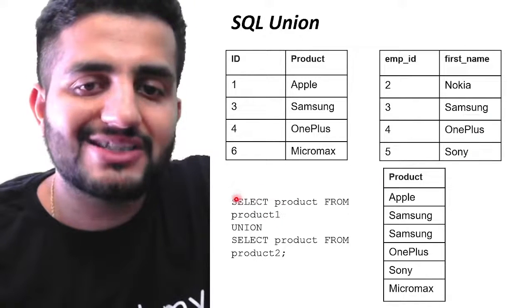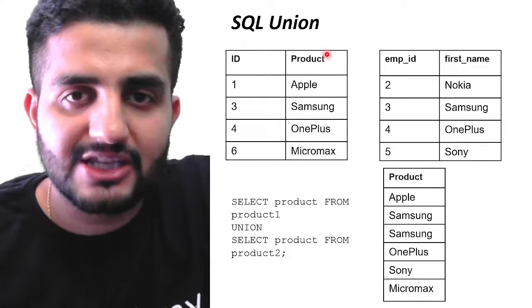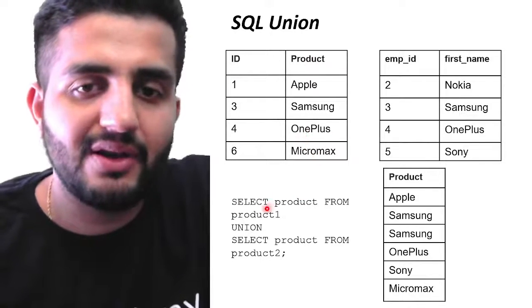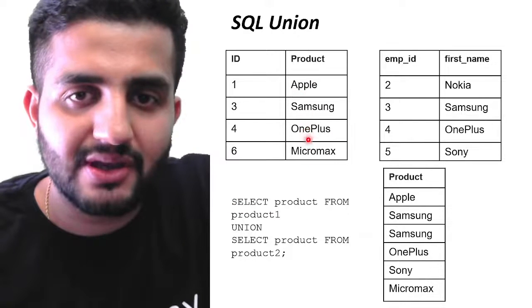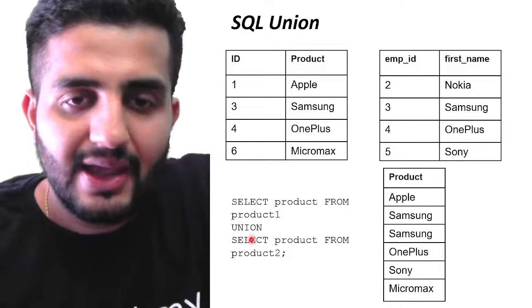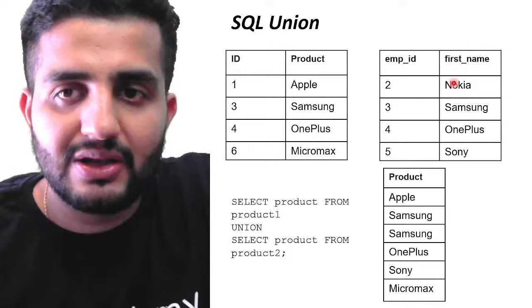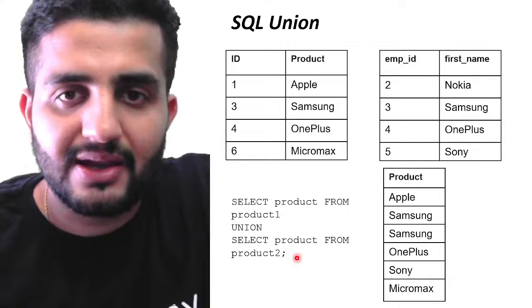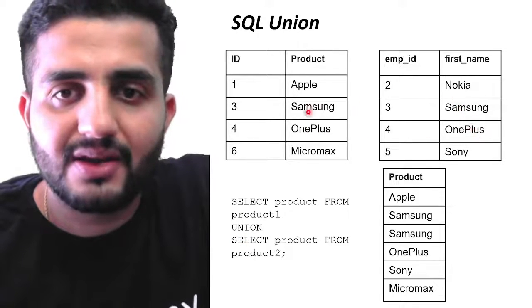ठीक है, अब मैं क्या करूंगा? Suppose this is my first select statement, select product from product 1. So this is my product 1 table, इसमें से मैं product को select कर रहा हूं, तो by default I'm selecting everything, right? So this will give me an output of Apple, Samsung, OnePlus, and Micromax, correct? And likewise, this is my second select statement. Select product from product 2. So it will give me Nokia, Samsung, OnePlus, and Sony, right? But इसमें आपको दिख रहा होगा Samsung is common and OnePlus is common, है ना?